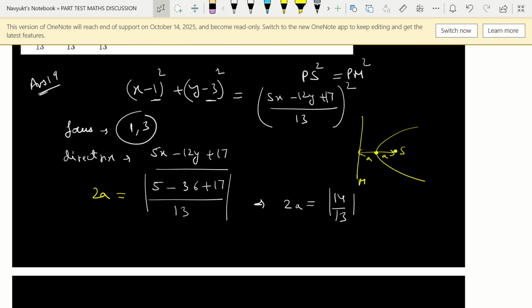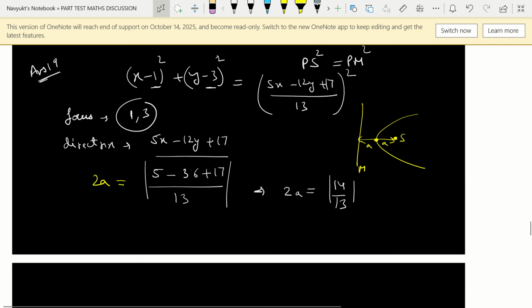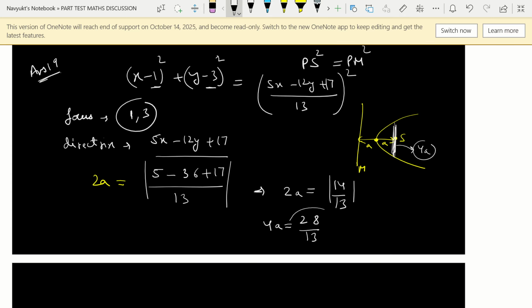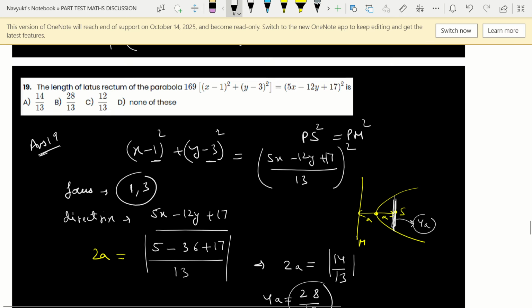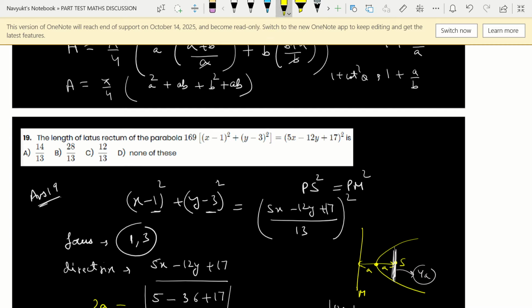Finally, what we need to find? We need to find our length of latus rectum. Length of latus rectum, if we remember the formula, is 4 times a. So that will be double of this. 4a we will get as 28 by 13. And that will be our option number B.